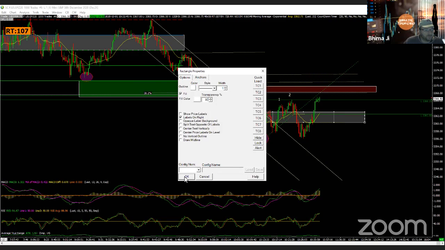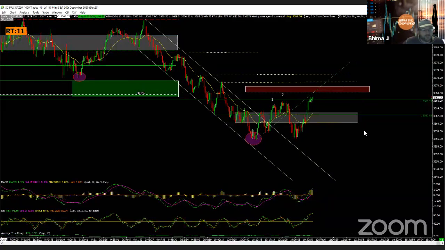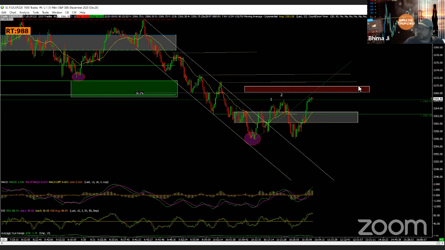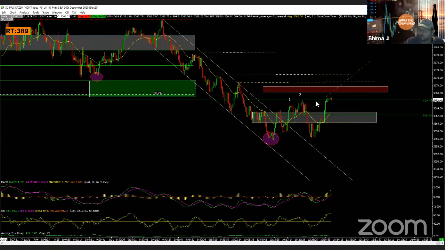Let's just make it a little bit less visible, because it might not be a range just yet. It's just something we need to keep an eye on. So we're going to get a pattern. This is what we're looking for right now. We're looking for a pattern.